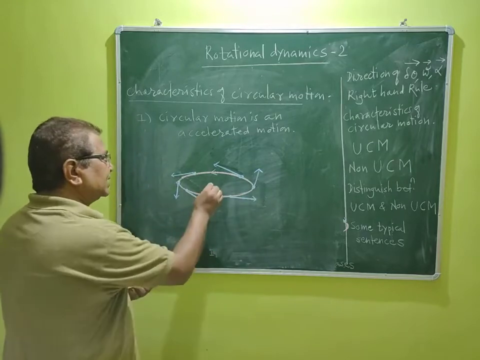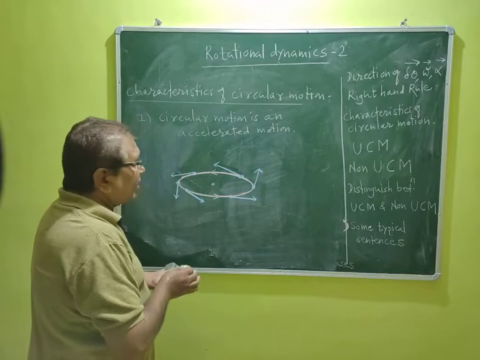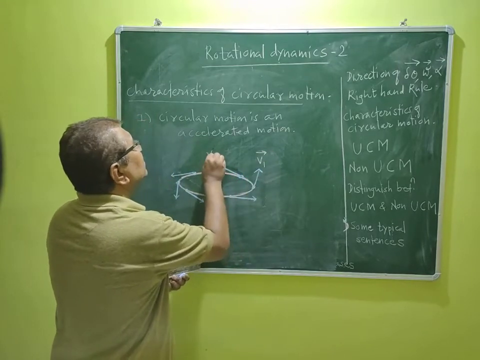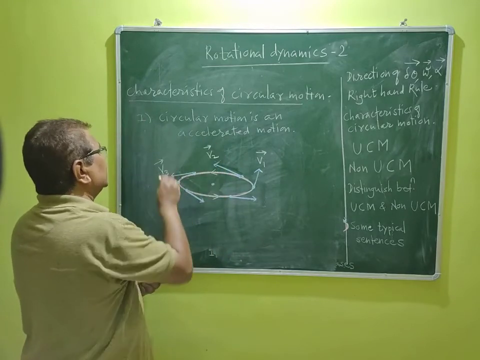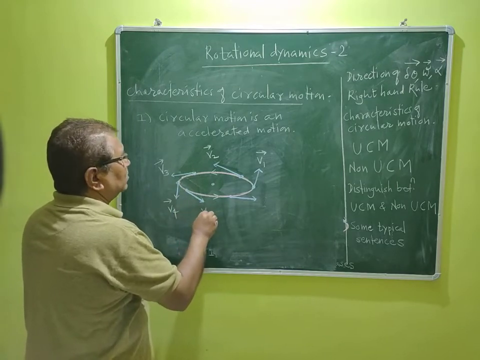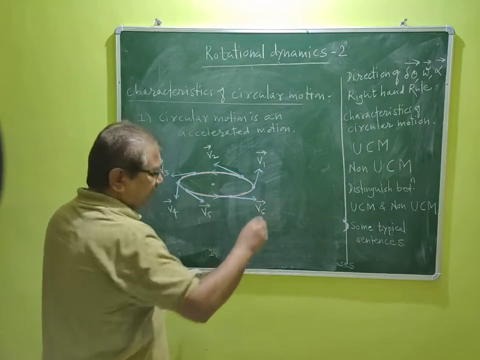These tangents suggest the direction of the linear velocities: v1 vector, v2 vector, v3 vector, v4 vector, v5 vector, v6 vector.